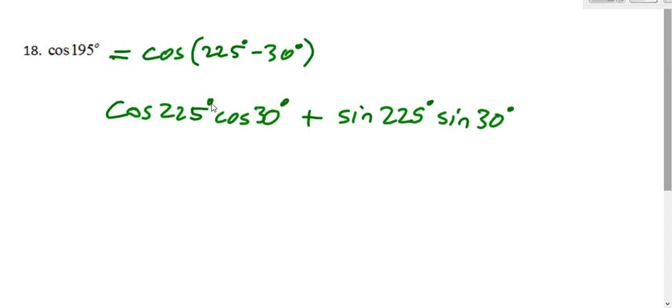225, that's like the 45-degree angle in quadrant 3. So that is square root of 2 over 2. It's in quadrant 3, so cosine is negative. Sine of that same angle is also negative. Square root of 2 over 2.